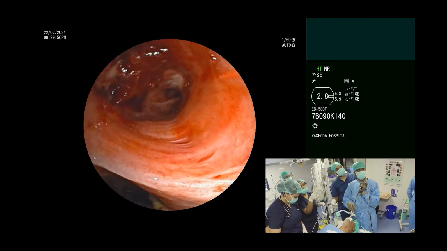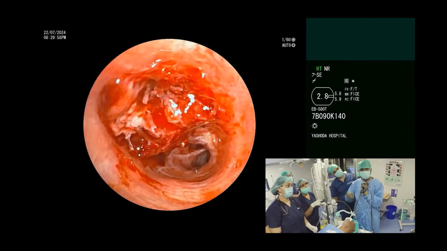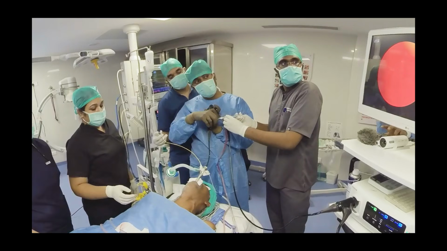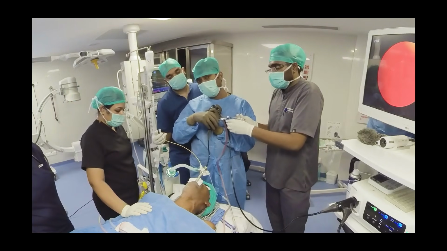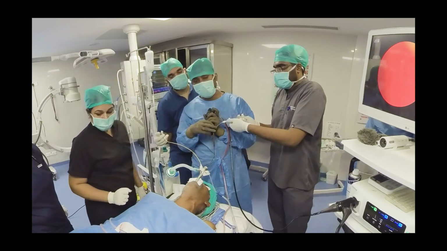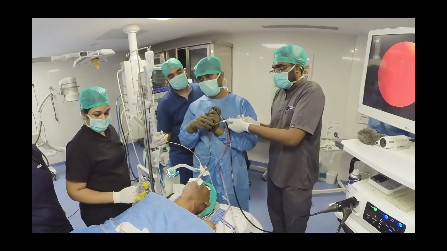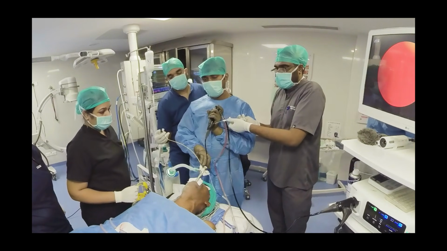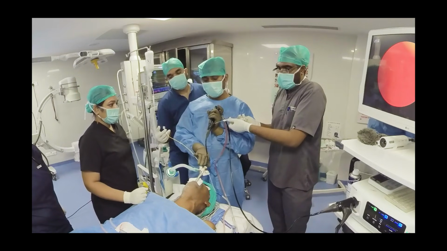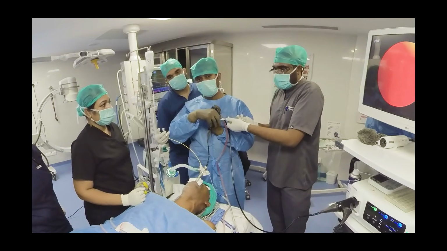Now you can see that a portion of the airway has been recanalized. So now you can see that I am passing the Fogarty through the working channel, as well as we have another Fogarty which is occluding the other lung. This is a technique which we follow in our setup. That is not something universal.